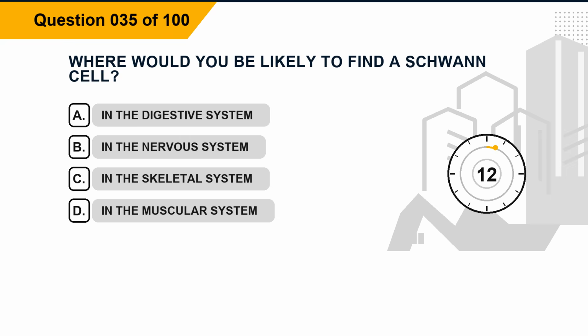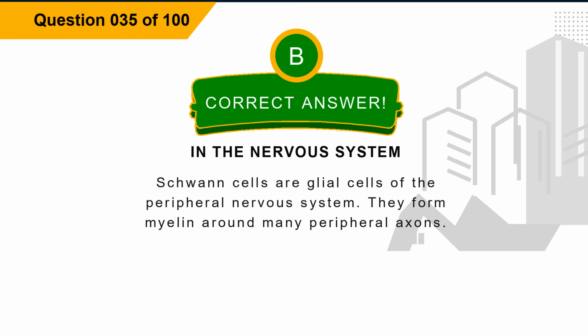Question 35. Where would you be likely to find a Schwann cell? Option A, in the digestive system. Option B, in the nervous system. Option C, in the skeletal system. Option D, in the muscular system. The correct answer is option B, in the nervous system. Explanation. Schwann cells are glial cells of the peripheral nervous system. They form myelin around many peripheral axons.